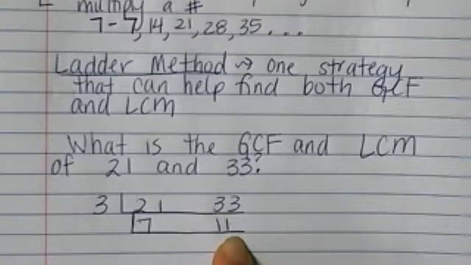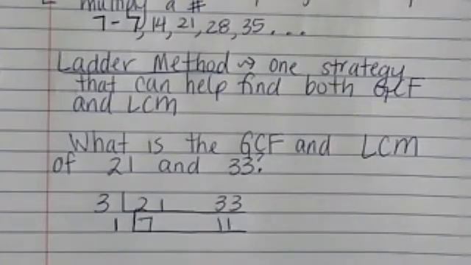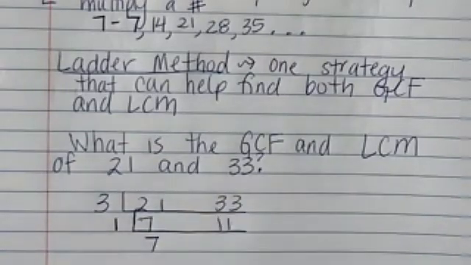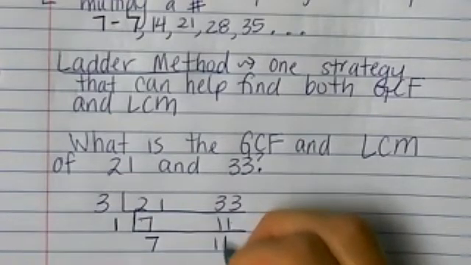7 can be divided by 7, but 11 can't. No, Daniel, you're right. There's nothing left. They only have a factor of 1. 1's the only factor that 7 and 11 share. 7 divided by 1 is 7. 11 divided by 1 is 11.